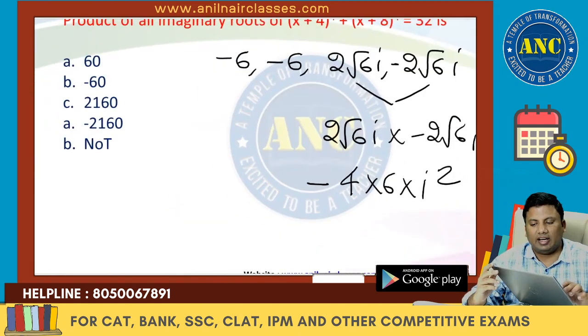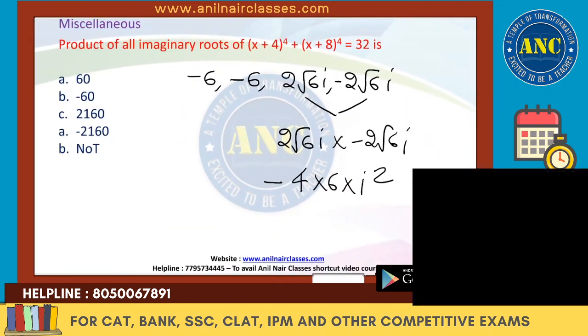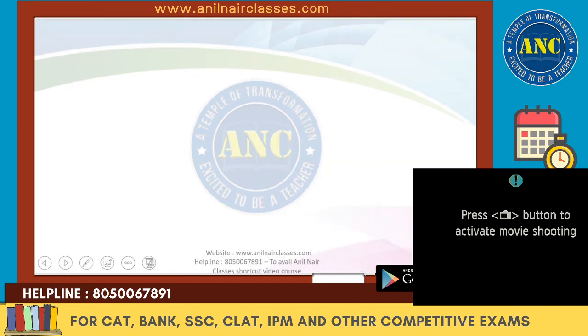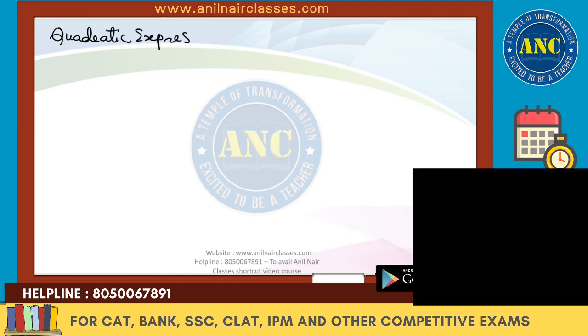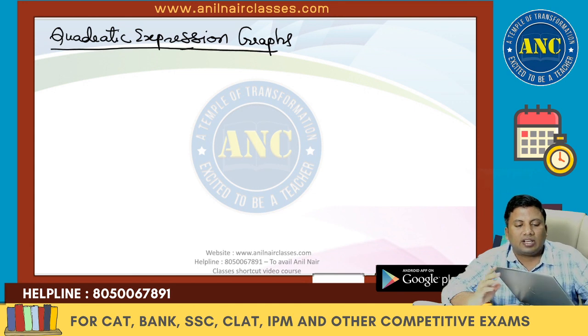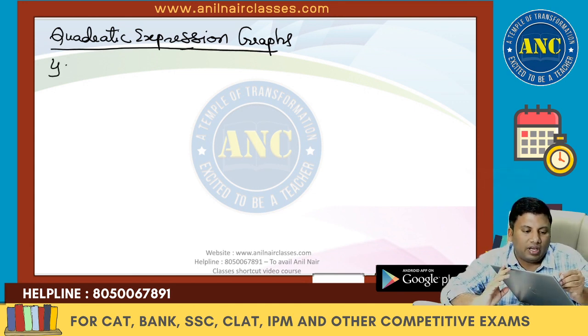Idea is clear, right? Now next one. Now write down quadratic expression graphs. Already I discussed, but I will repeat it again. y is nothing but f of x. f of x is ax square plus bx plus c.